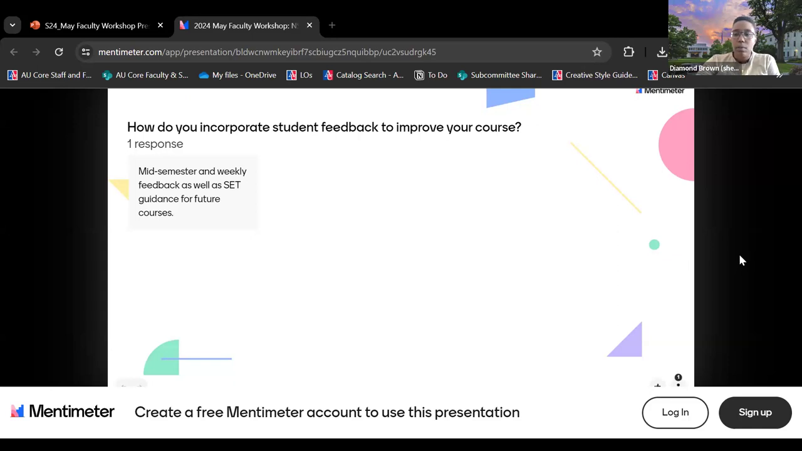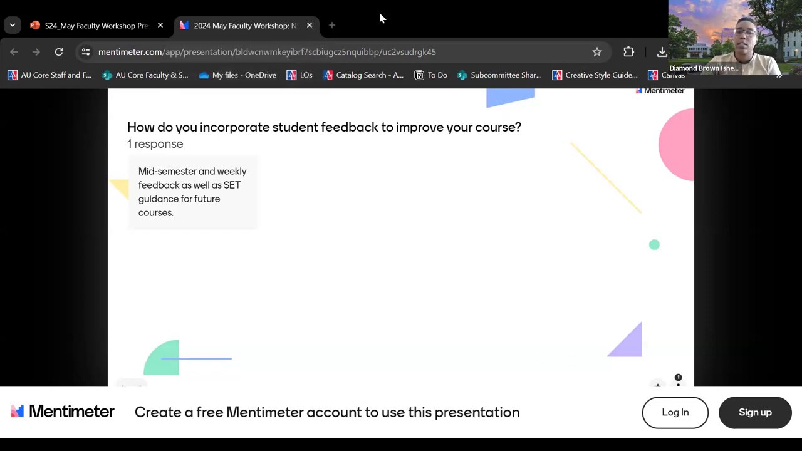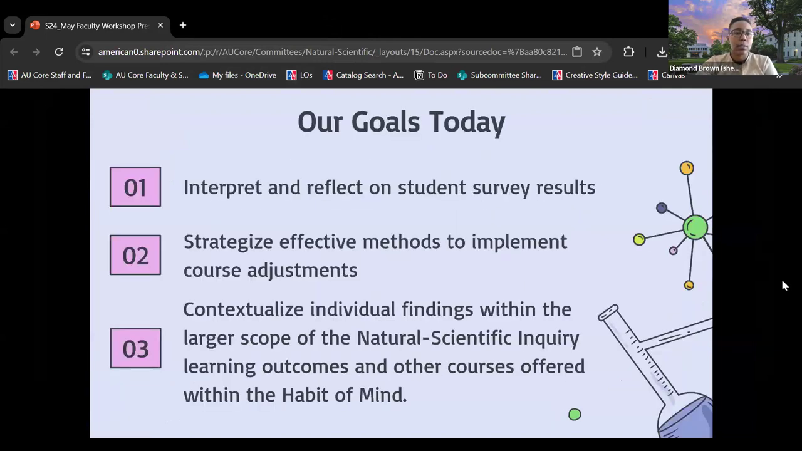So we've got one big response in the sense of how a lot of people use feedback. I think this is one of the biggest ways that people use feedback from students in their course, those mid-semester evaluations, weekly feedbacks, and then that SET at the end of the session. Sarah, if you want to go back to the slides, thank you. You can go to the next one.